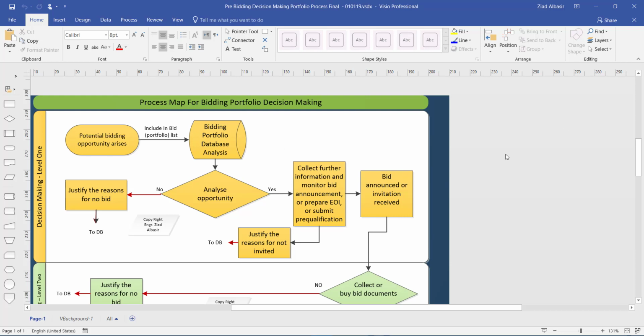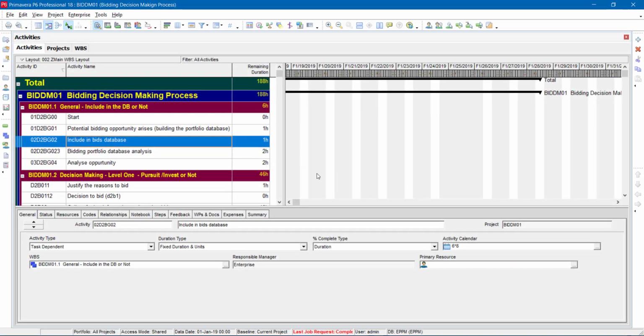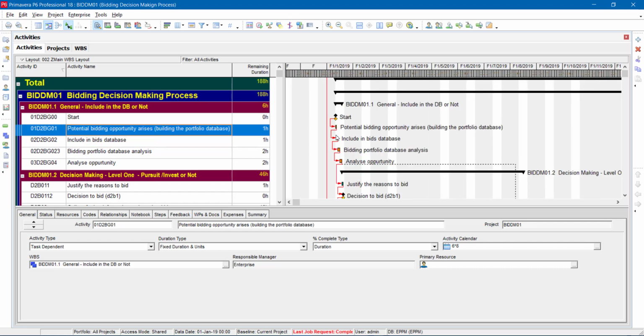I have this process map designed in Visio, and it can be linked by SharePoint and flowchart to the system, to be automated. It should be linked to the scheduling, and I created a very simple schedule here.